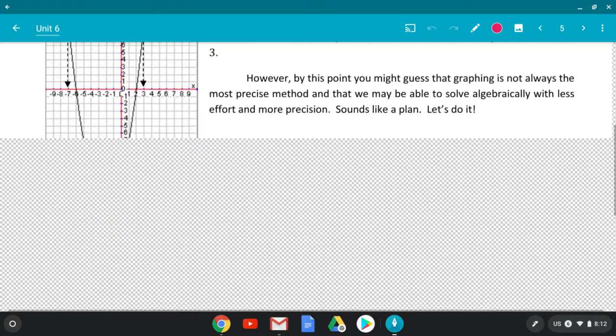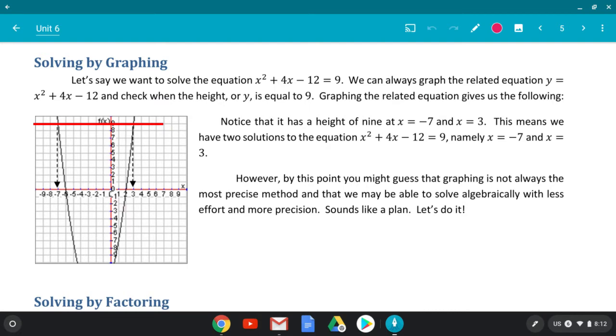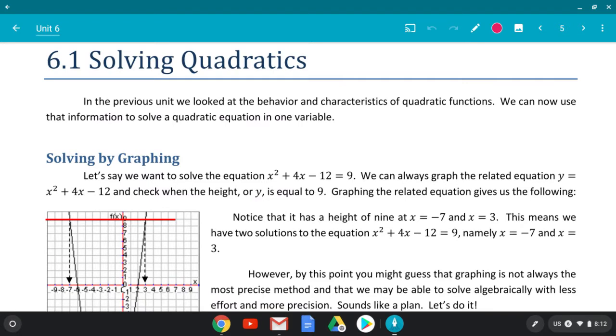Somebody tell me the ways that you read about to solve quadratics. Don't every hand go up at once. Blessing? Graphing, factoring, completing the square. Graphing, have we learned how to do that? Yes. Factoring, have we learned how to do that? Yes. Completing the square, have we learned how to do that? Yes. Section done. I mean, that's it, right?